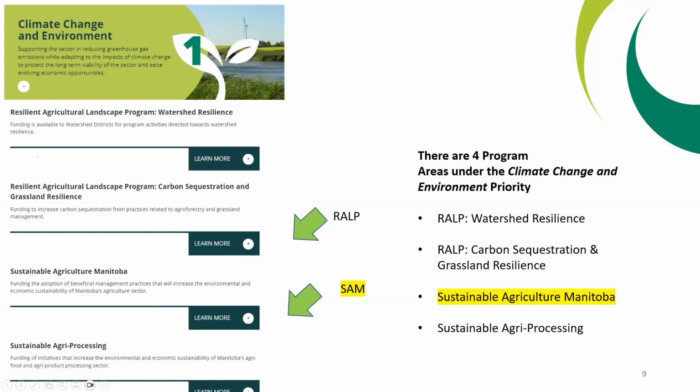That is the program that funds the watershed districts, so that is not applicable for you producers unless you go through your watershed district. The second program there is RALP, Carbon Sequestration and Grassland Resilience. That is open to producers right now. And the one we're going to be looking at today as an example is Sustainable Agriculture Manitoba. That program opened for application intake on January 16th; it was announced at Ag Days.